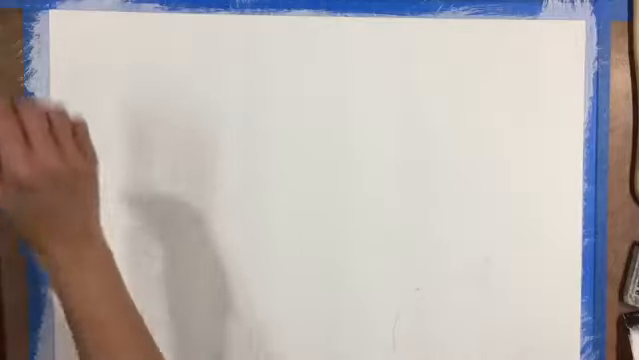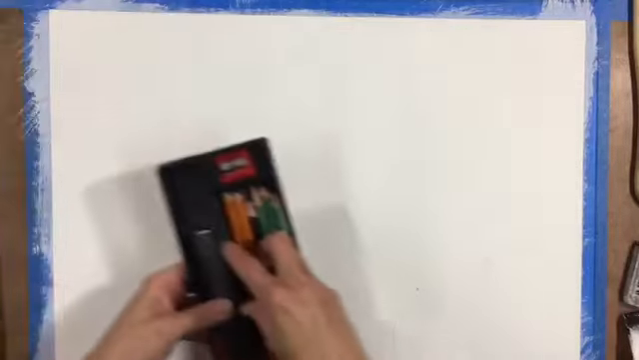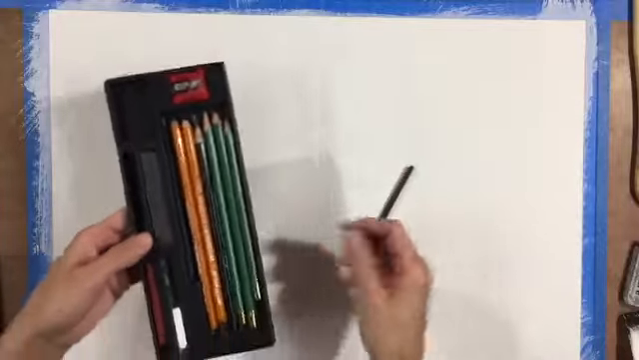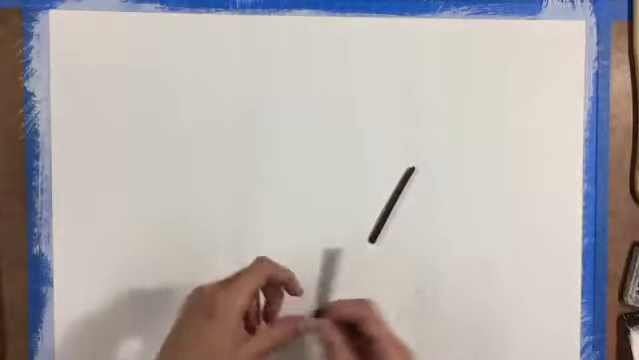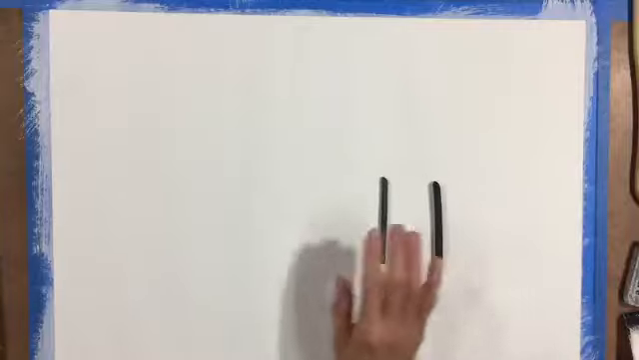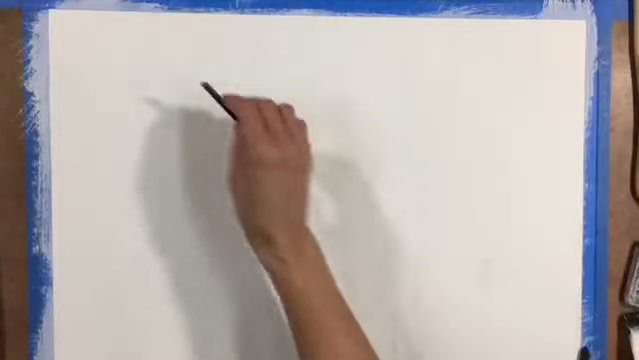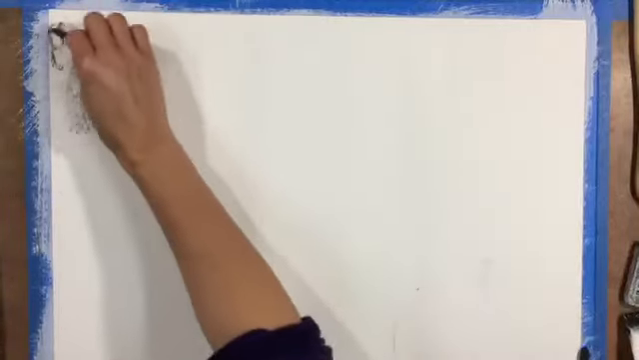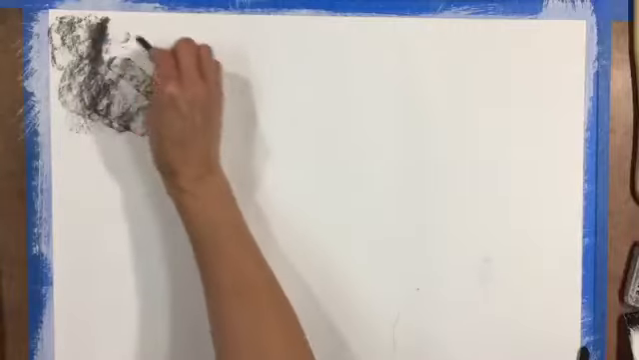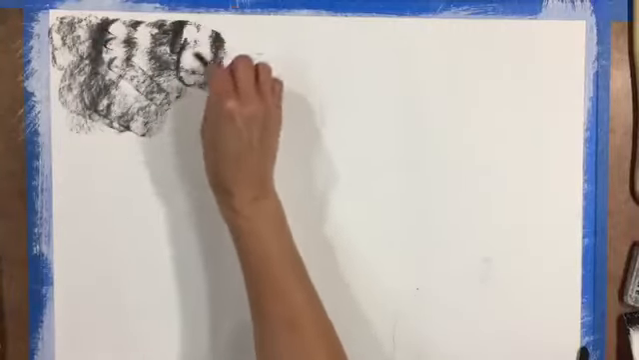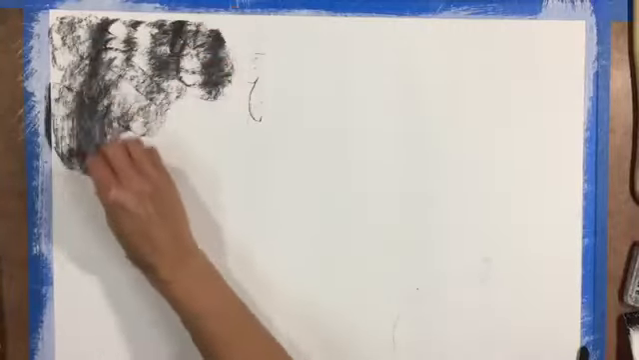Now in order to prepare this surface for our drawing, I'm going to ask you to pull out your willow charcoal and your vine charcoal and your compressed charcoal. And what we're going to do is go ahead and just cover the whole surface with a layer of charcoal. I'm going to put it down pretty much all over the entire surface and then smooth it out by smudging with a paper towel.